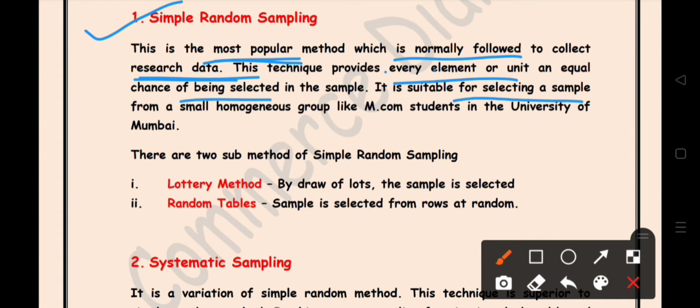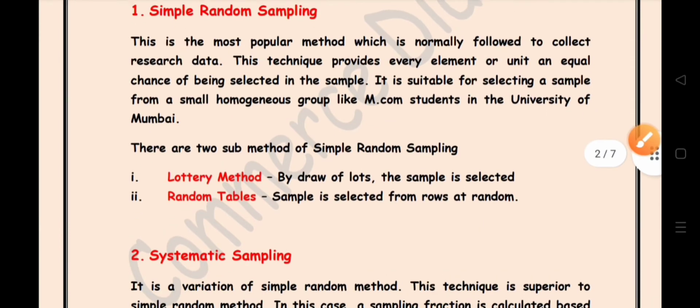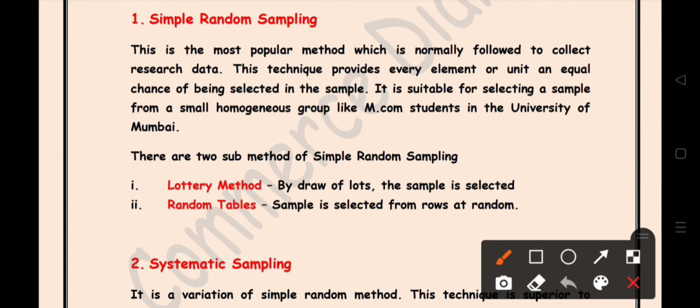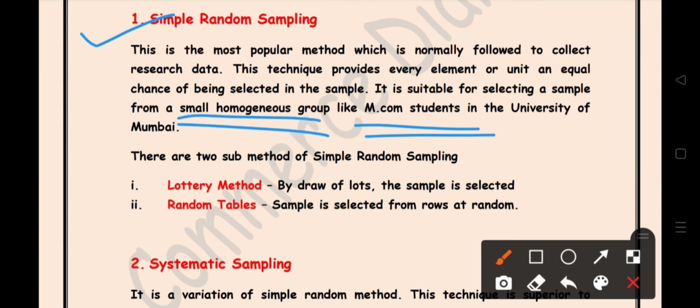It is suitable for selecting a sample for a small homogeneous group, like MCOM students in the University of Mumbai. Okay, so simple random sampling, we will use it for a small homogeneous group. If in a college or any university we want to do any kind of research, we will use this type of simple random sampling, as our population is limited in nature, and on that population we can easily select our sample. So where small homogeneous groups are given, we will use simple random sampling.